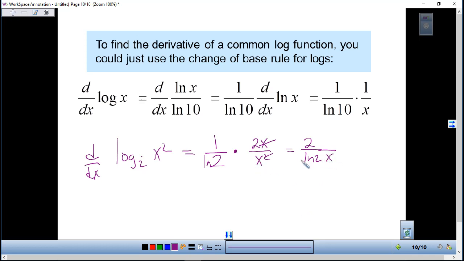And that's just putting everything together. I would actually rather move that x out in front there. So 2 over x natural log of 2. That way you don't mistake it for the natural log of 2x. It's actually not. It's the natural log of 2 times x.